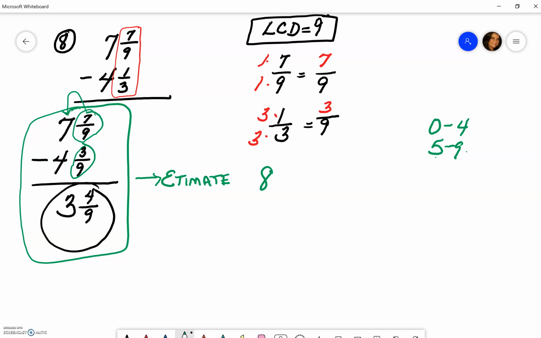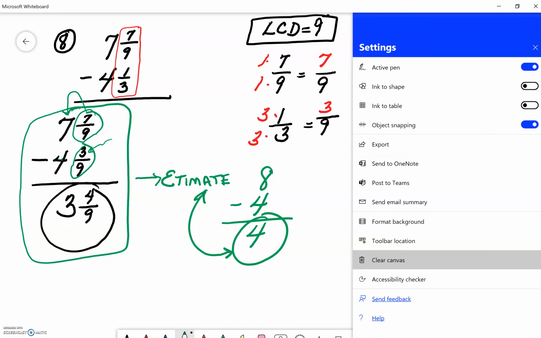Now looking at the next fraction down below, we have a 3 in the numerator, which falls here in this range. So this 4 is not going to count up. So we're going to write out this 4. We're going to subtract that, and we end up with the answer 4. So that's our answer for estimating, and that's the process. All right, let's move over to number 9.